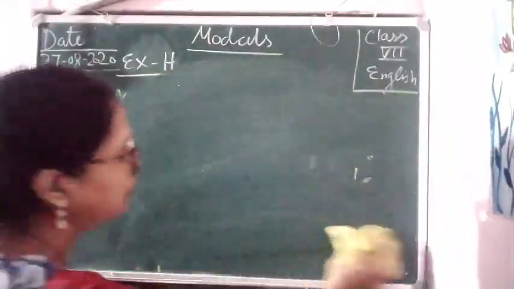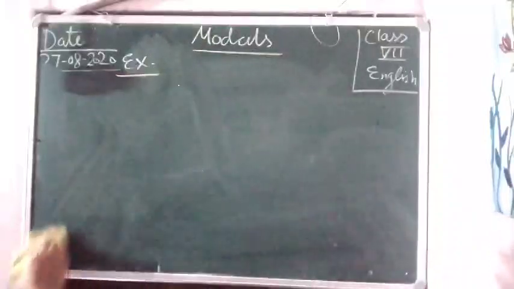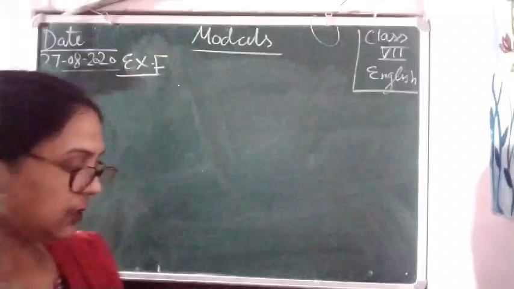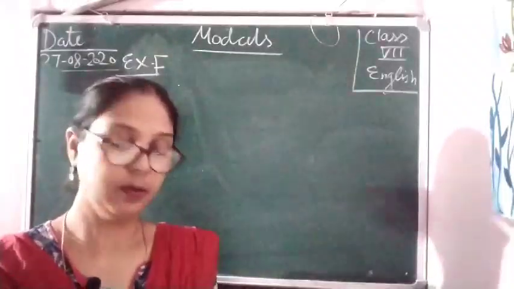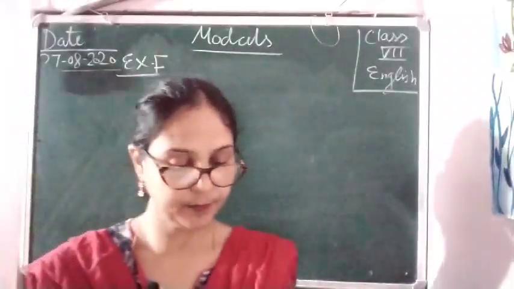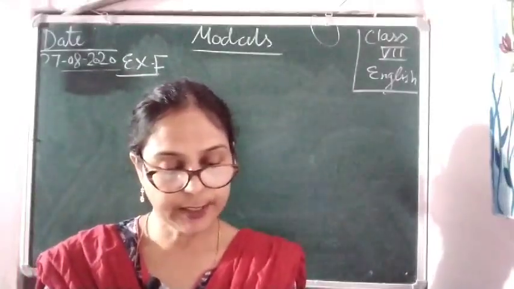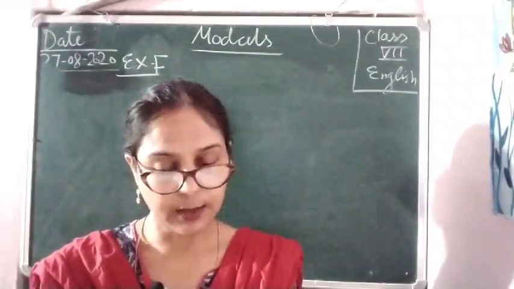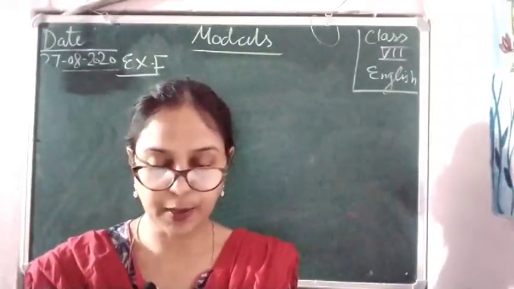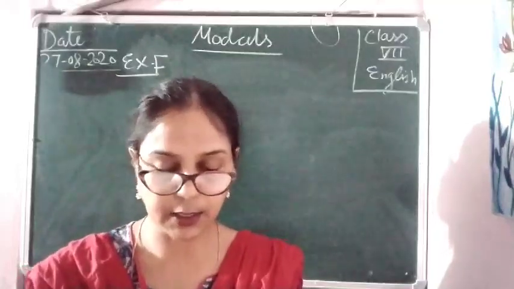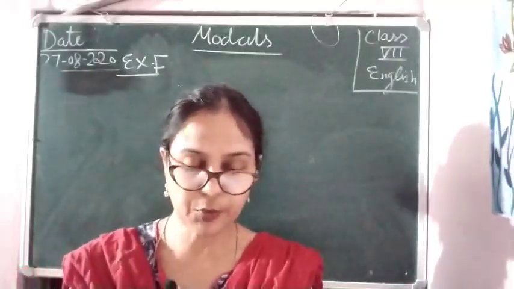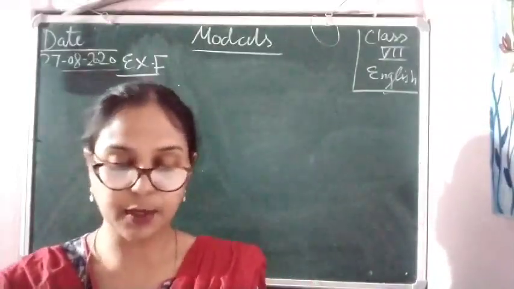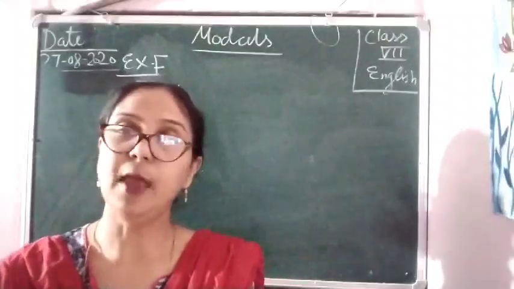So now we are going to solve exercise number F, and it is given on your page number 92. Rewrite the sentences. So first, help me solve the crossword puzzle. In second, bring today's newspaper. In third, clean the study table. Fourth, fetch me a glass of apple juice. And fifth, pass me the butter. And in sixth, switch the fan on.